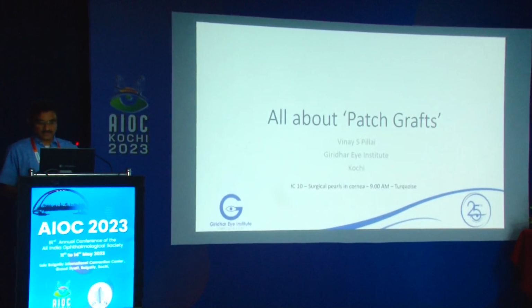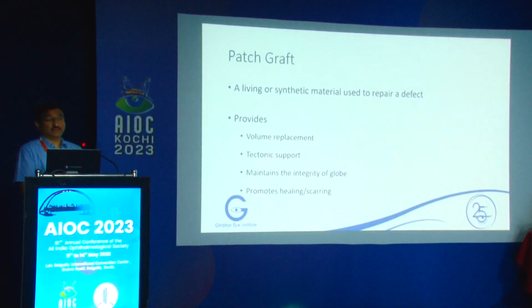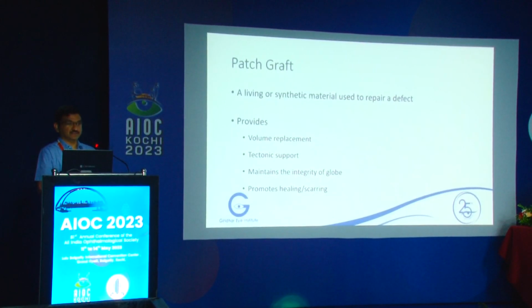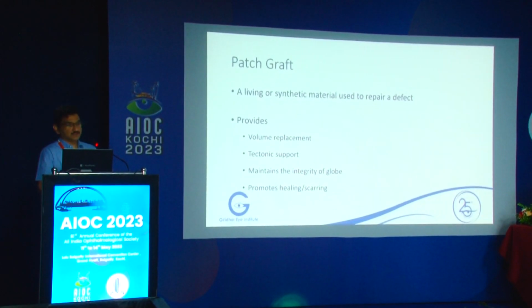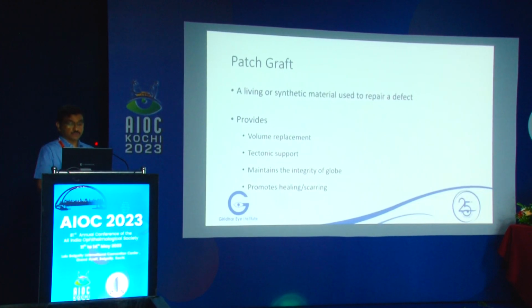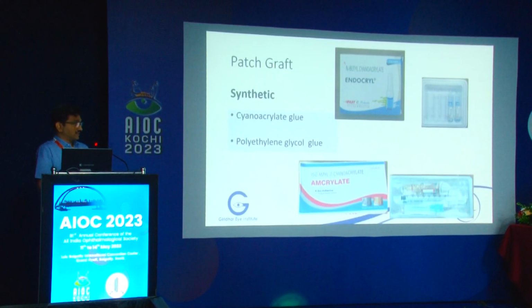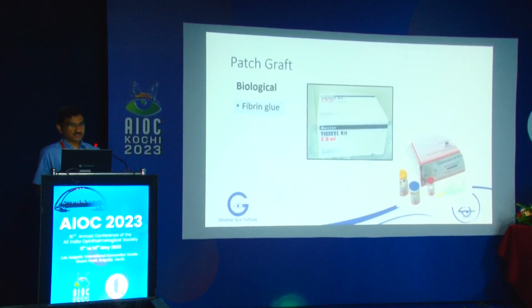Thanks, Sweta. So, what are patch grafts? A living or synthetic material used to repair a defect. That is the definition of a patch graft. Ideally, it should provide volume replacement where it is required, provide good tectonic support, maintain the integrity of the globe, and should promote healing or result in scarring. Patch grafts can be synthetic, and what we most commonly use is cyanoacrylate glue. Biologic glue is fibrin glue.